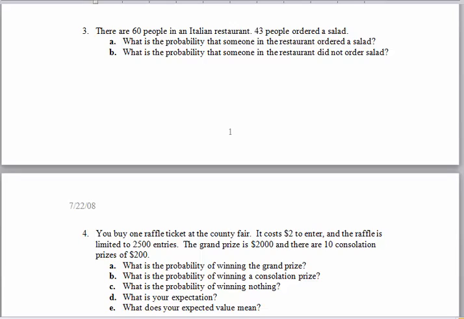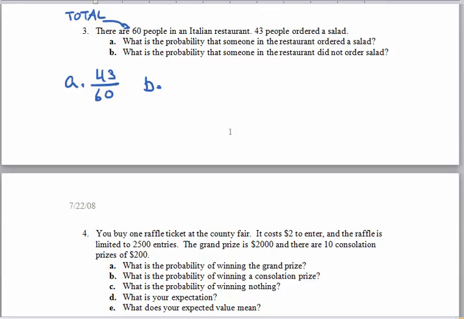And 3 is more of this basic probability here. So there's 60 people in an Italian restaurant, 43 people ordered a salad. So what's the probability that someone did order the salad? Now this is a little different because in this case 60 is the total, so that's going to be your denominator. And they're telling you that 43 people out of the 60 ordered a salad. So the probability is 43 out of 60.